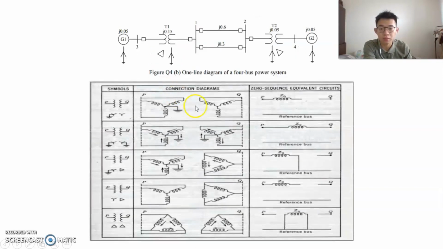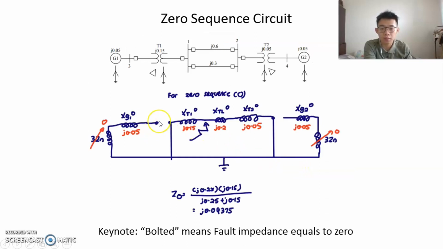By referring to the table here, it's going to be at column number 3, from delta to Y to ground connected. So first, the transformer is going to get disconnected, and then the impedance is going to be connected to the ground. We apply it into our zero sequence circuit here. First, it's disconnected, and then the transformer 1 impedance is connected to the ground, followed by the transmission line. As we can see, 0.6 in parallel with 0.3, we're going to get J0.2, followed by transformer number 2.